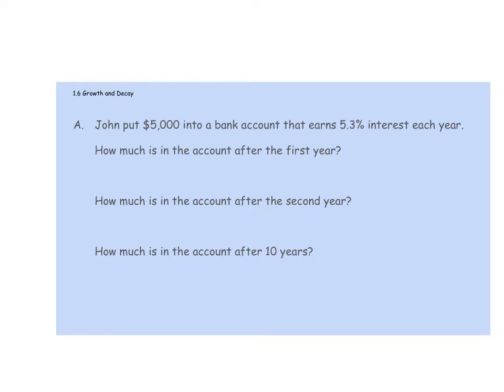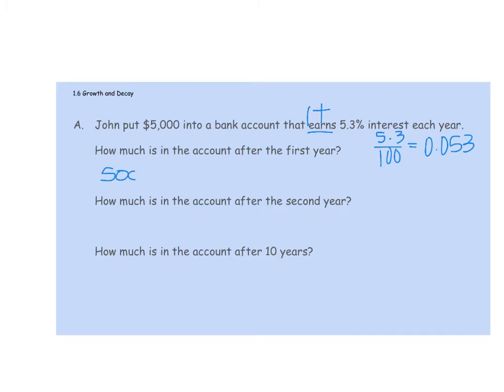John put $5,000 into a bank account that earns, okay, that's a key word right there. That means it's going to be 1 plus the 5.3%. So there's two things that I like to do. I like to determine if it's 1 plus or 1 minus, and then I like to figure out my decimal. Just like that, 0.053 divided by 100. How much after the first year?